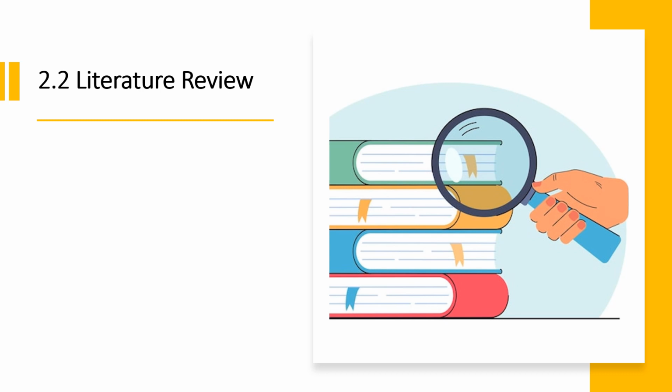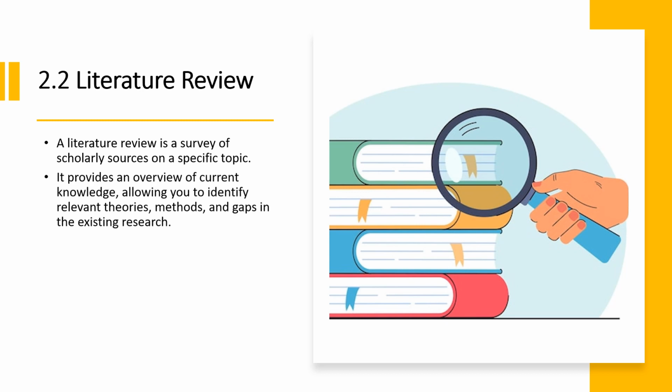Section 2.2 talks about the literature review. A literature review is a survey of scholarly sources on a specific topic. So this literature review depends on your research topic. So you do this in order to get an overview of the current knowledge of the topic and for you to identify relevant theories, methods, and gaps in the existing research.